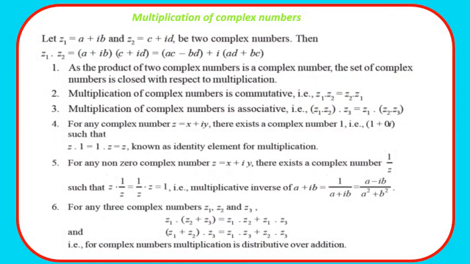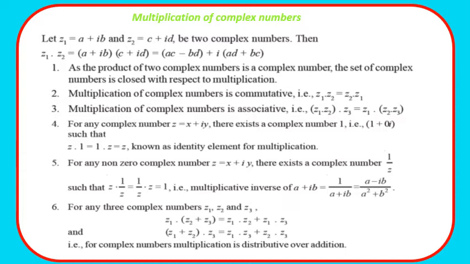Now next we have multiplication of complex numbers. So let z1 equal a plus ib and z2 equal c plus id. Then z1 into z2, that is the multiplication of these two complex numbers, will be equal to ac minus bd plus i into ad plus bc. Okay, if you multiply two complex numbers, you will get ac minus bd plus i into ad plus bc.